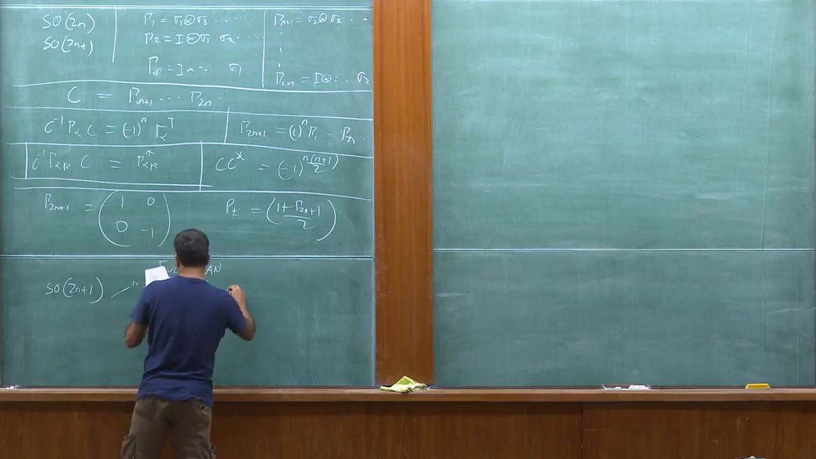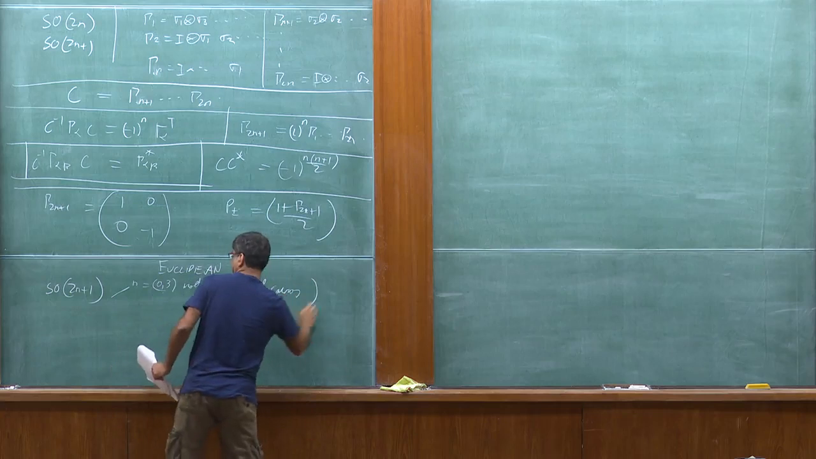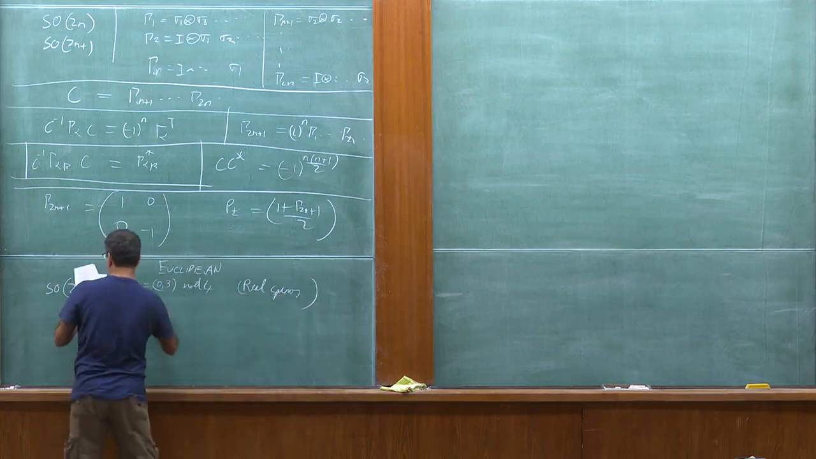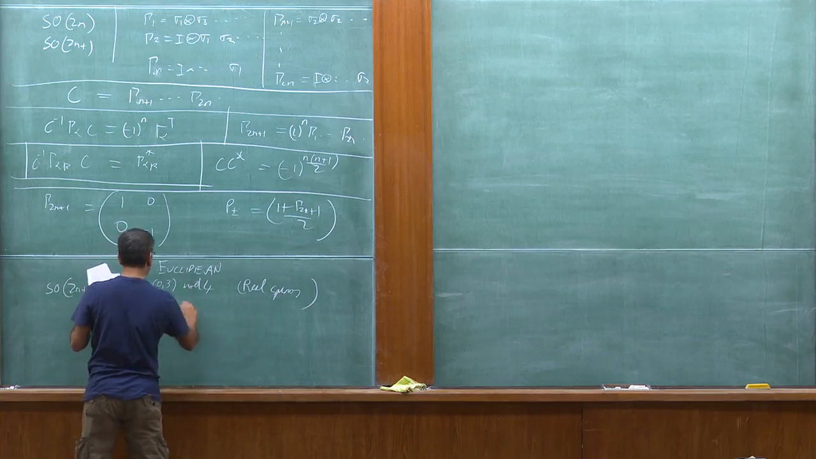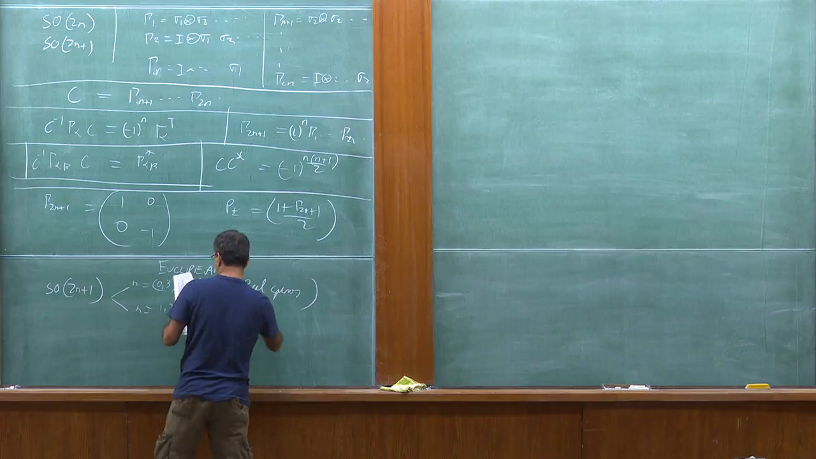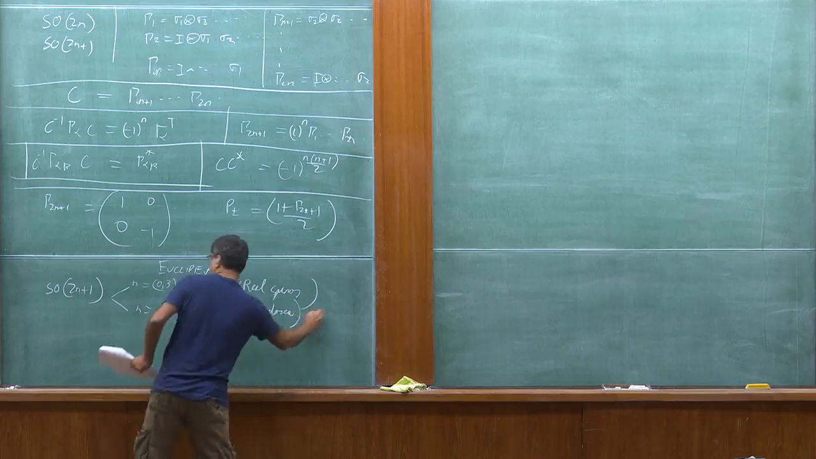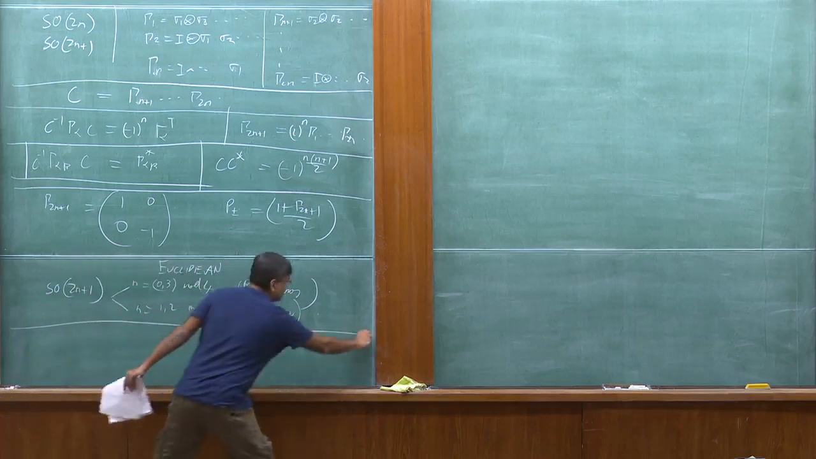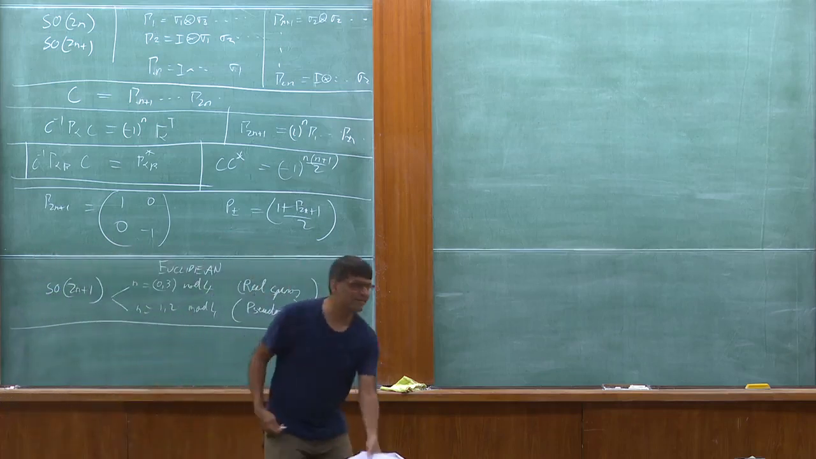We get real spinors. And if n is equal to 1, 2 mod 4, we get pseudo-real spinors. Where remember what real and pseudo-real meant?